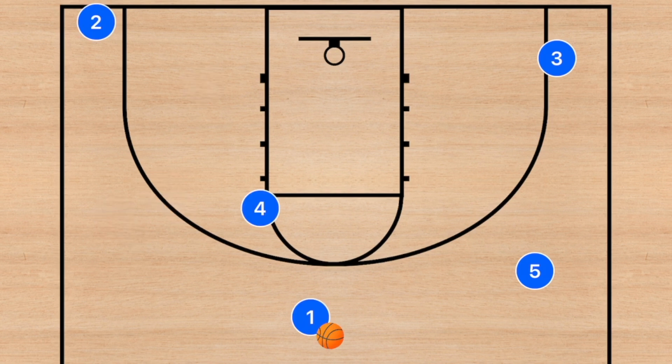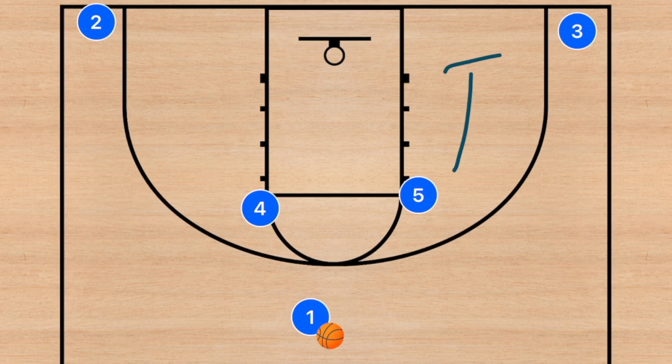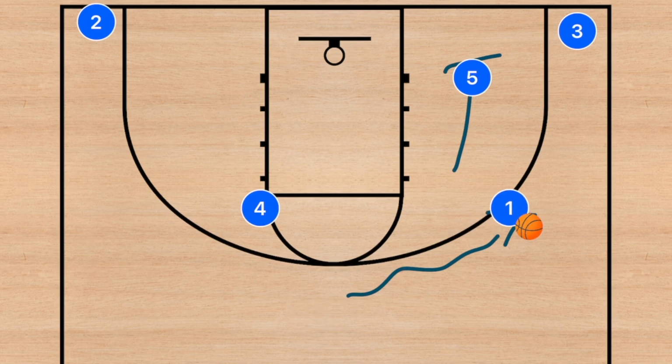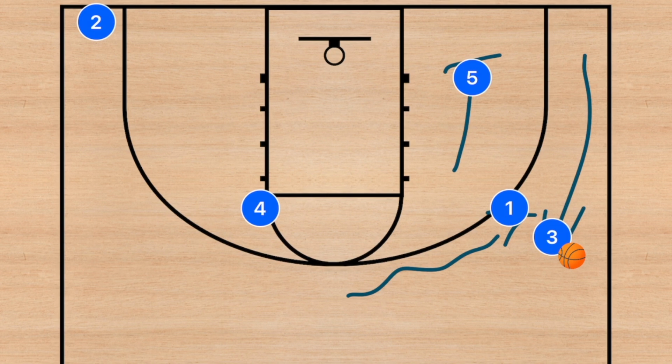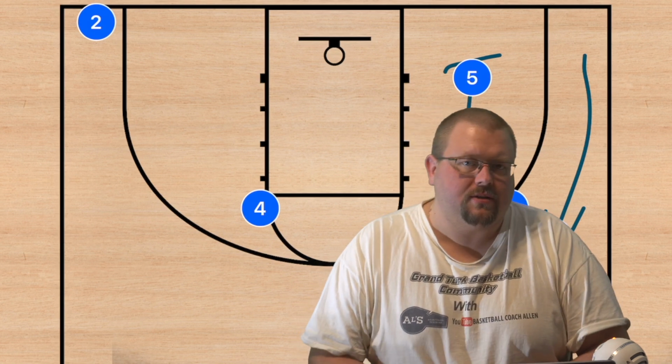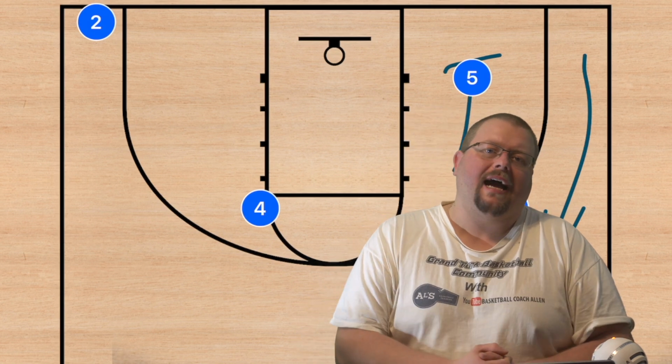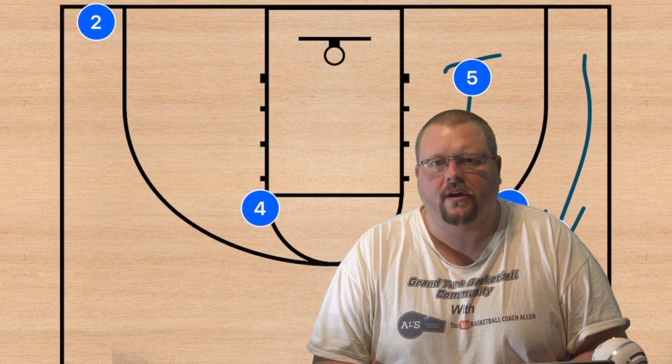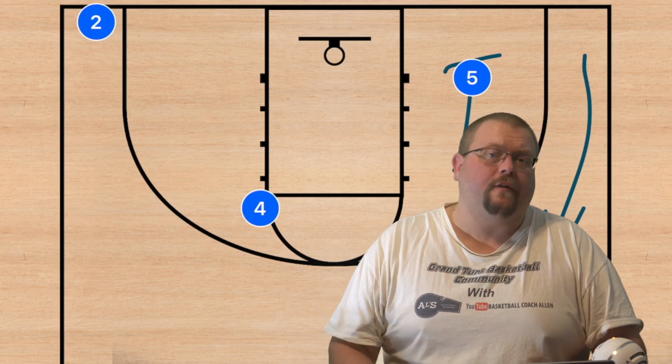Now you can do this out of horns as well. Same idea, pin down screen on this side. Player 1 then, of course, dribbles out to this side. Player 3 uses the pin down. Now, this is where things can get interesting. So, of course, this is our third play that I'm breaking down. You can add in different options. You can add in a flex. You can add in really anything that you would like off of this action.